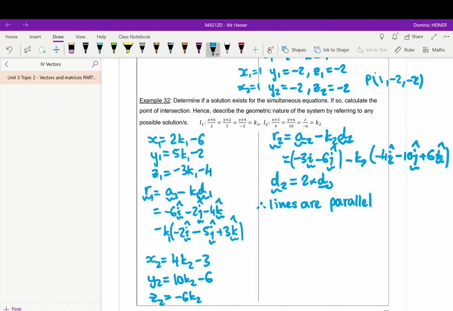So we want to find a point on one line and then see if that's also a point on the second line. So let's use the value of k1 is equal to 0. We get x, y, z for line 1 is equal to negative 6, negative 2, negative 4. But rather than doing that, we want to substitute this in and find out what is the value of k2 when k1 is equal to 0. So substituting negative 6 as x, negative 2 as y, and negative 4 as z into the parametric equations x2, y2, and z2.